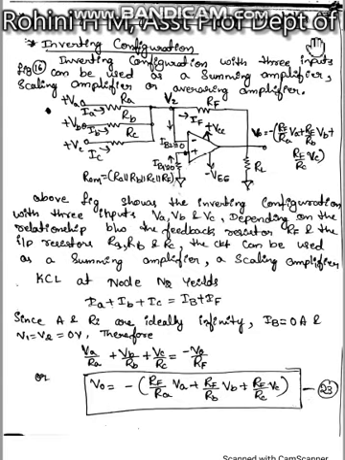This is the inverting configuration. Here, according to the virtual ground concept, if one terminal of the op-amp is connected to ground, what is the voltage near the ground? That is 0. The same voltage will appear at the other terminal as well.